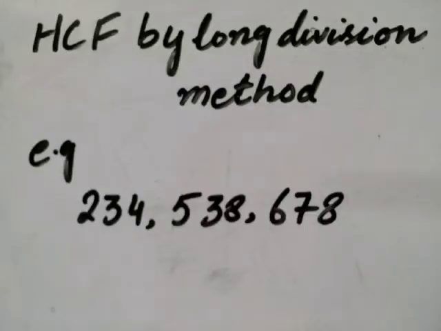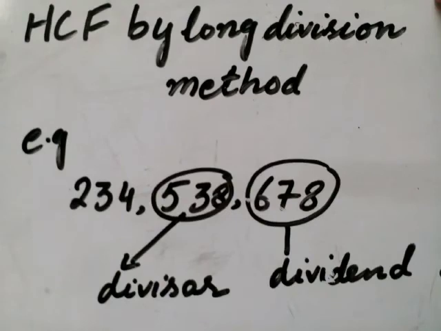Now we find the HCF by long division method. For example, we have three numbers 234, 538 and 678. Now we take the largest of the three numbers as dividend and the second largest number as a divisor.